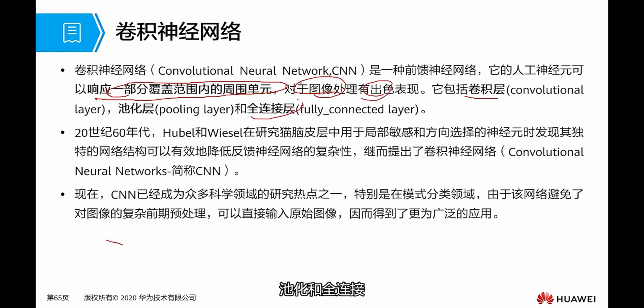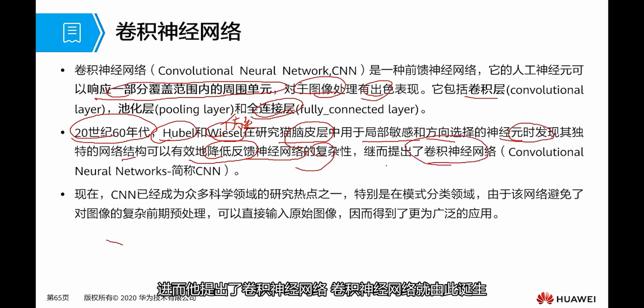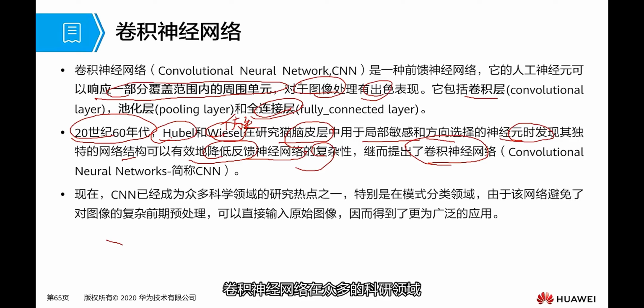So, how exactly did this convolutional neural network come about? Deep learning is actually a form of bionics, which I believe everyone should know. In the 1960s, when Hubel and Wiesel were studying neurons in the cat's visual cortex that are used for local sensitivity and direction selection, they discovered a unique network structure that could effectively reduce the complexity of feedback neural networks. Subsequently, the convolutional neural network was proposed and thus born.